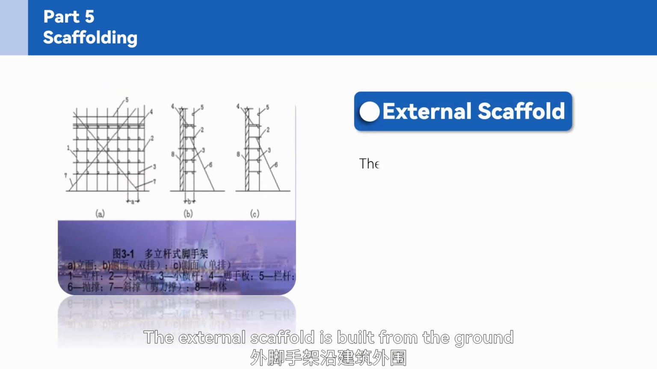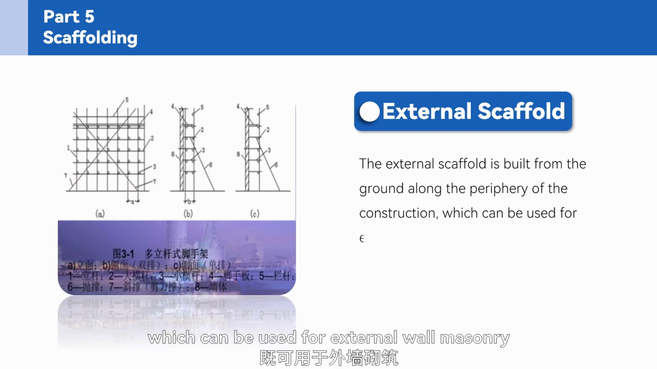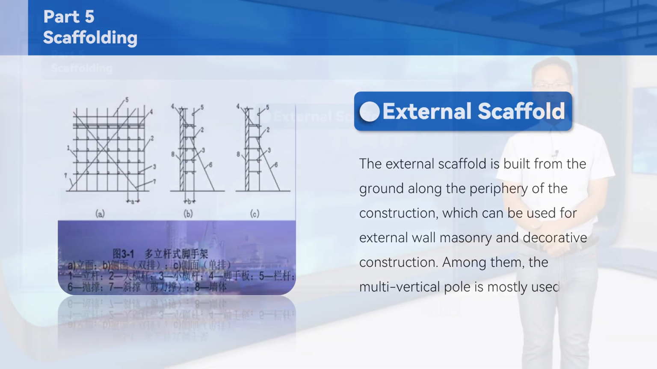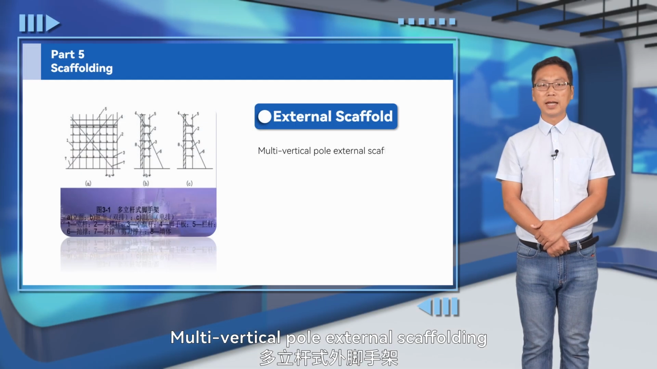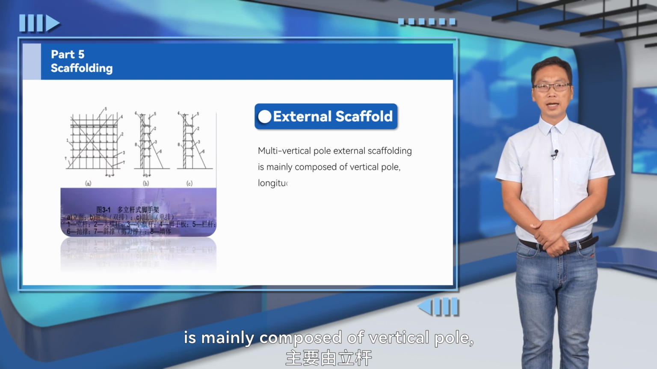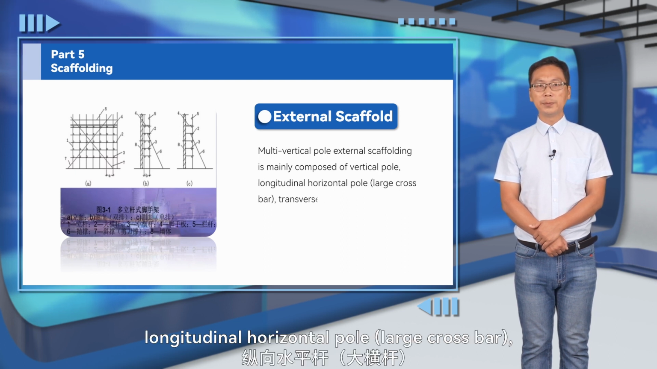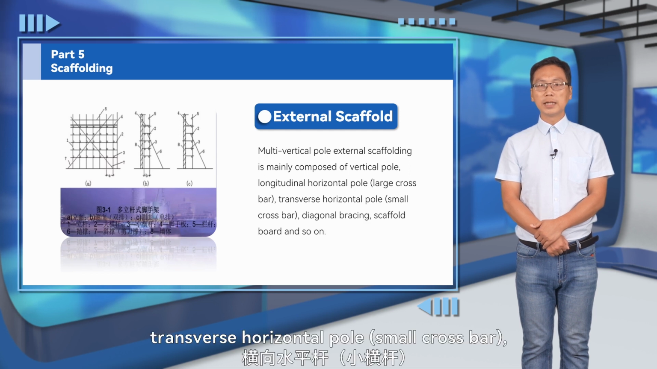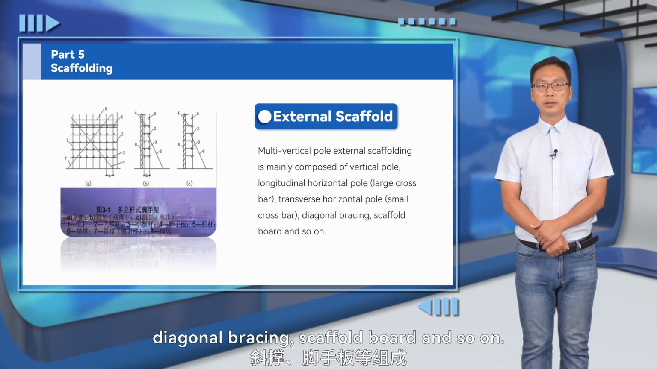Steel scaffold. 1. External scaffold. The external scaffold is built from the ground along the periphery of the construction, which can be used for external wall masonry and decorative construction. Among them, the multi-vertical pole is mostly used. Multi-vertical pole external scaffolding is mainly composed of vertical pole, longitudinal horizontal pole, large crossbar, transverse horizontal pole, small crossbar, diagonal bracing, scaffold board, and so on.